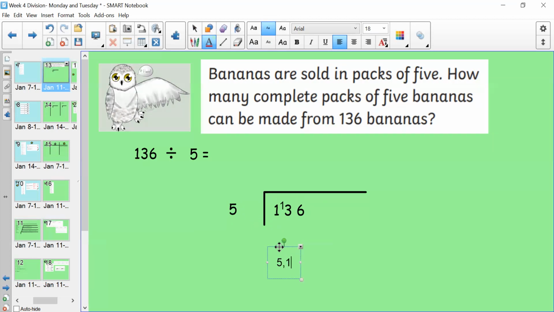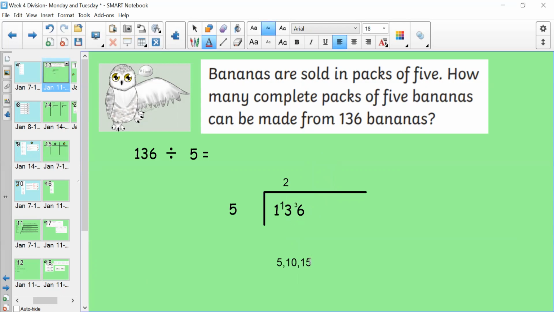So we've got 5, 10, 15. So you can see over here that 5 goes into 13 twice because 5, 10. So we can put the 2 above the tens column. And then there's going to be 3 left over because it goes into 10 and then the 3 left over from the 3 in the ones column here. So we will regroup that. And then our new number is 36.